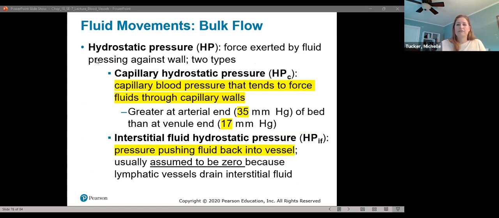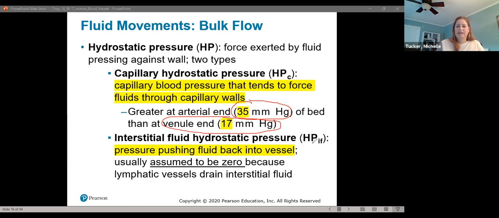Hydrostatic pressure is the force exerted by the fluid pressing against the walls, so it is determined by that pressure gradient. Capillary hydrostatic pressure is going to be your greatest force. So capillary blood pressure forces fluid through the capillary walls. This is very important. It is greater at the arterial end than at the venule end. Okay, so there is a drop in pressure between the arterial and the venule.